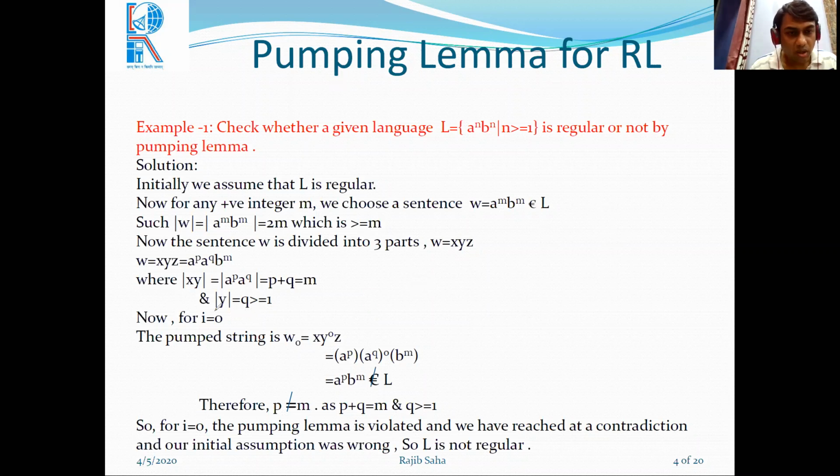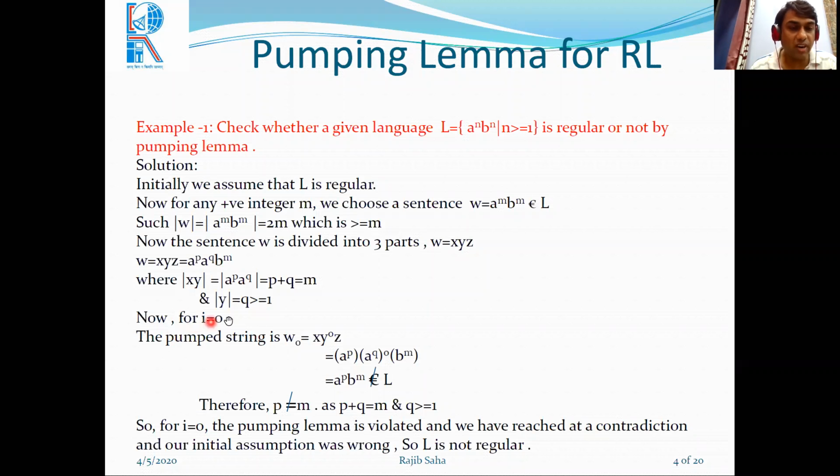Now also |y| equals q, because y equals a to the power q. So |y| equals |a to the power q|, and that is basically the length, that is q, so greater than or equal to 1. As per the algorithm, we know that the length of y, |y|, is definitely greater than or equal to 1.